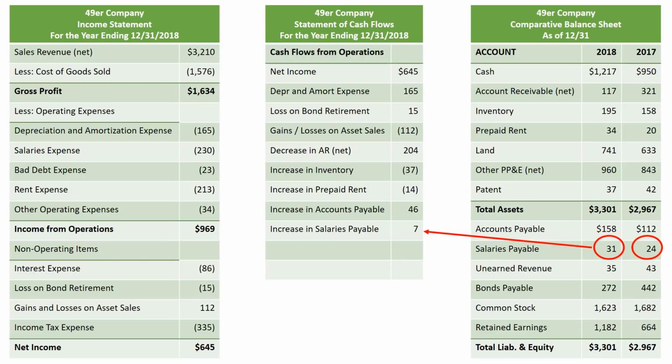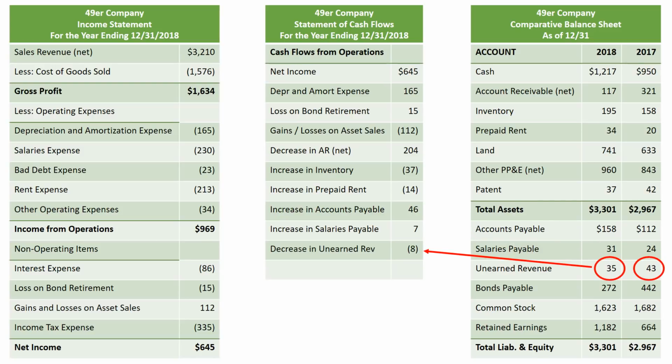A similar effect from salaries. So we had a beginning balance of 24 and an ending balance of 31, which means that payable is growing. And since the payable is growing, again, that's providing more cash in terms of an operating cash flow. There's an opposite effect with unearned revenue. We can see that the balance decreased, which means we're using cash. We're using up more of our cash that we would generate from unearned revenue. And again, that's now the end of our current liabilities.